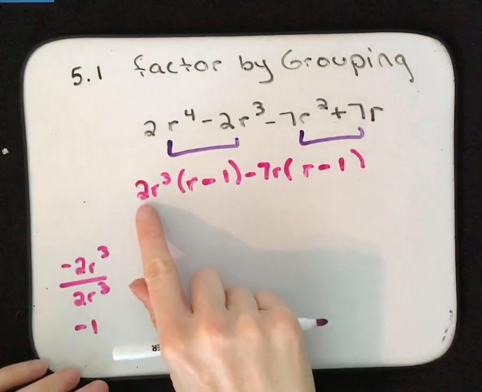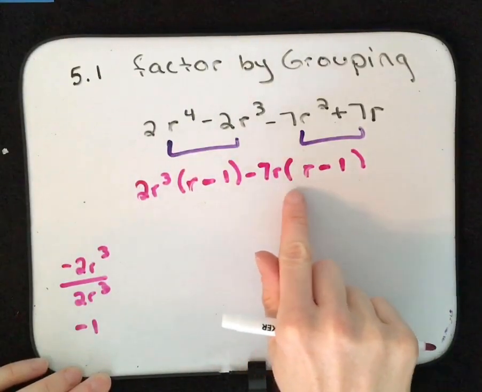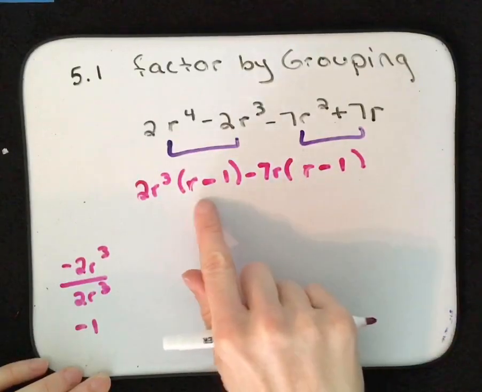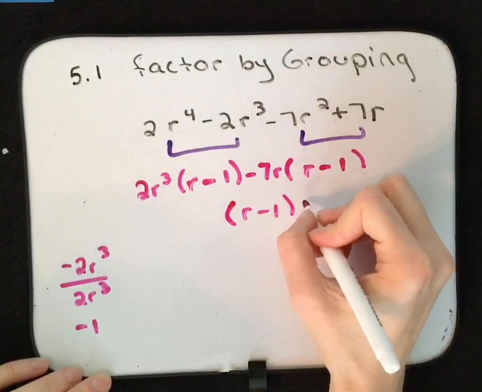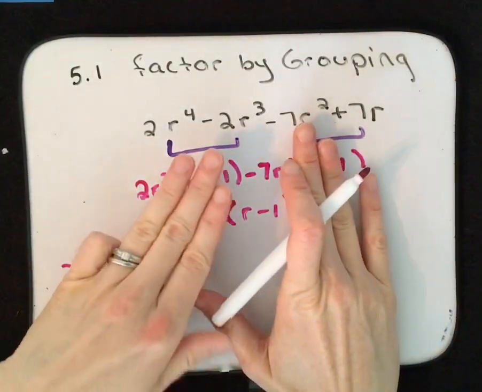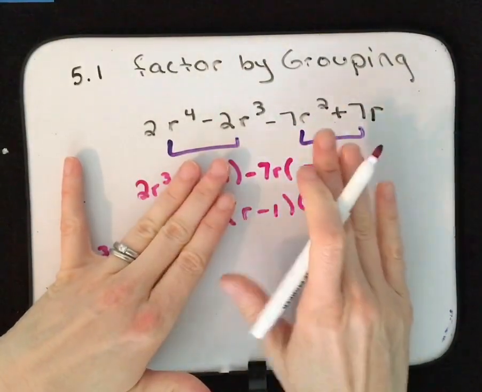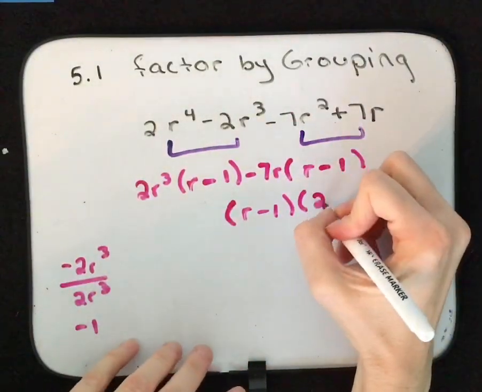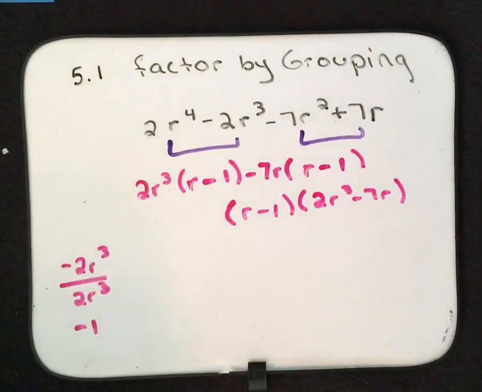So now we need to look at 2r to the third times r minus 1 minus 7r times r minus 1 and see what's in common. This r minus 1 is in common between both pieces. So we pull out r minus 1 and we write down what's left over. If I take away r minus 1 from both of these, here I'm left with 2r to the third, and here I'm left with minus 7r. So that would be our factored form.